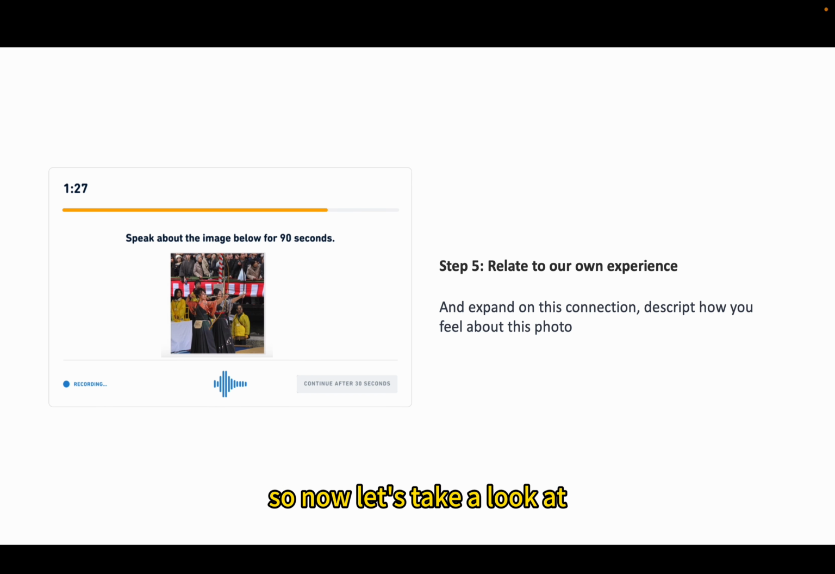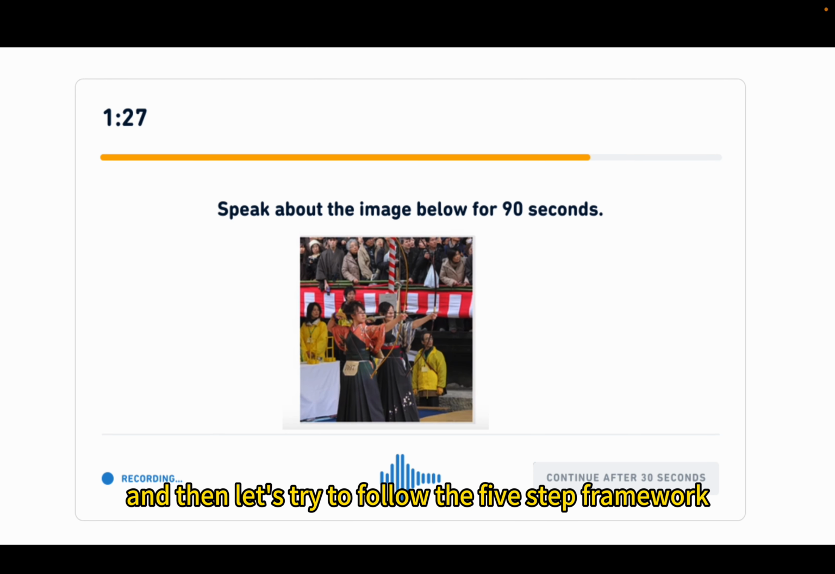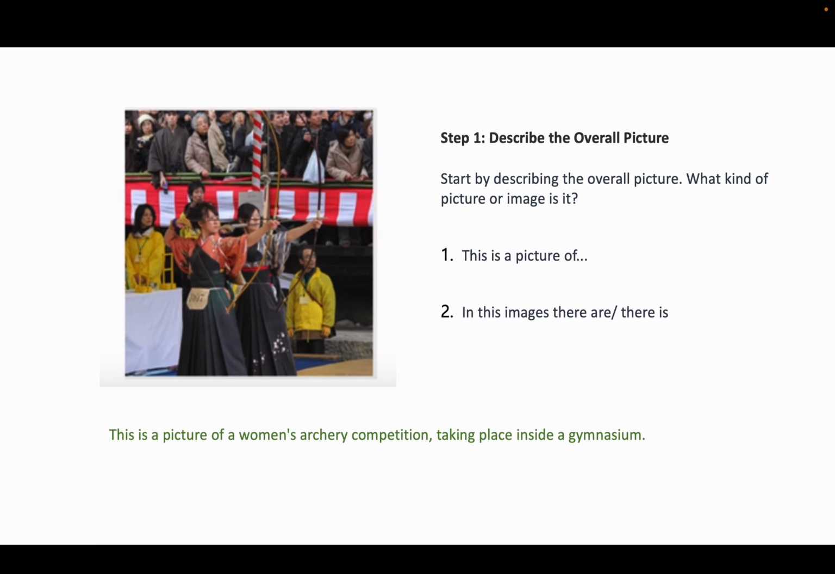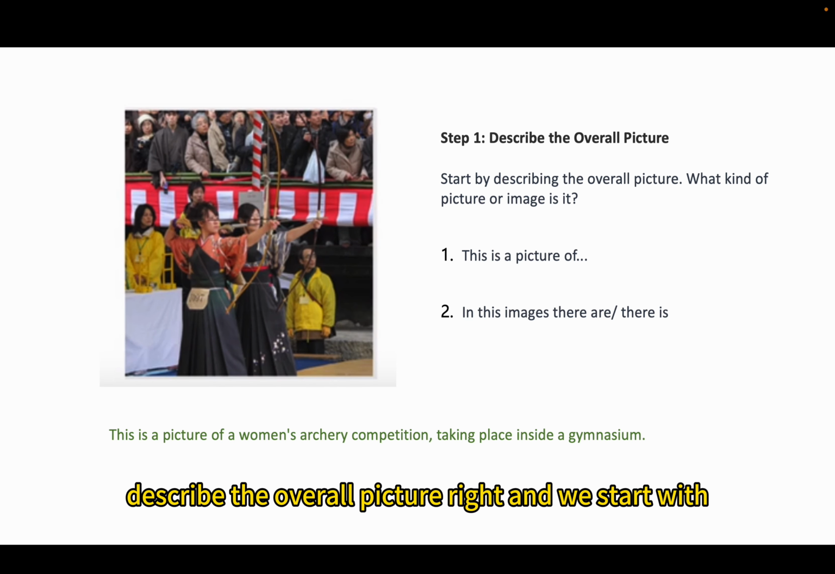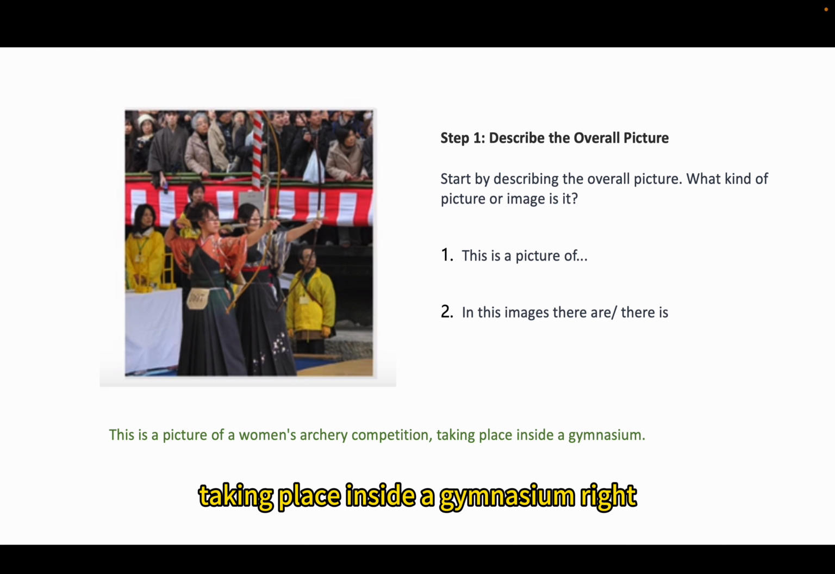So now let's take a look at an example and see how we can apply this 5-step framework. Let's look at the picture for, say, 5 seconds, and then let's try to follow the 5-step framework. Step number 1, describe the overall picture. We start with, this is a picture of a women's archery competition taking place inside a gymnasium. So who is doing what and where, we cover all of these 3 topics in one sentence.